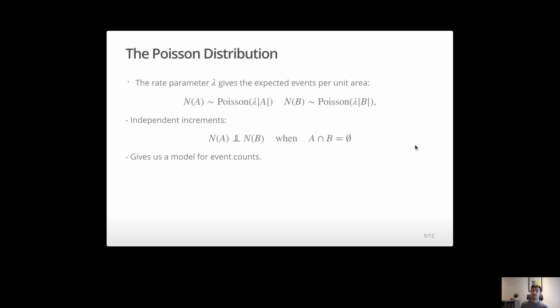So what properties do these have? They give us a great model for event counts where the mean and the dispersion are equal. And we have independent increments, so field A and field B don't overlap, and these two event counts we can assume to be independent.